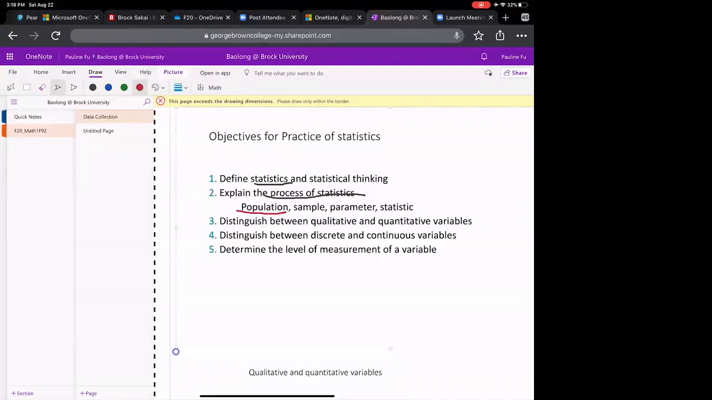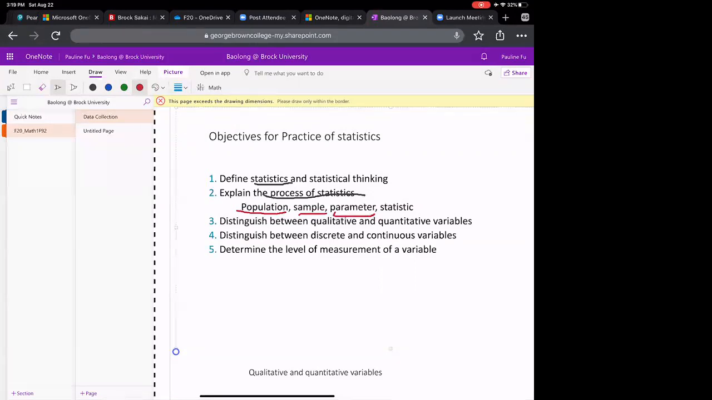Population is all the people or objects being studied. For example, all students at Brock University, that is the population. A sample is a part of the population. For example, students in the mathematics department are a sample of students at Brock University.